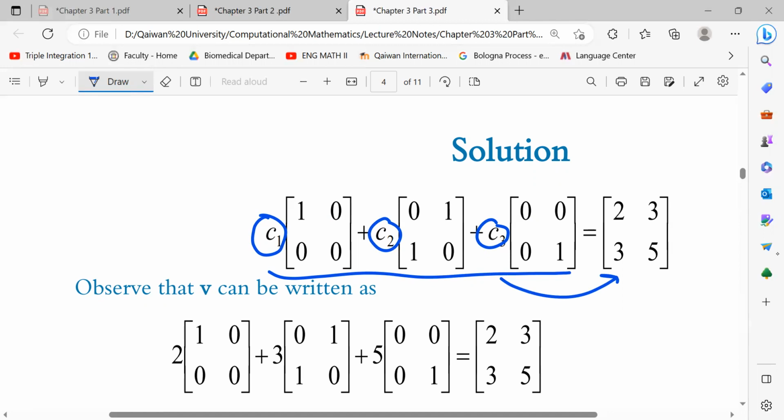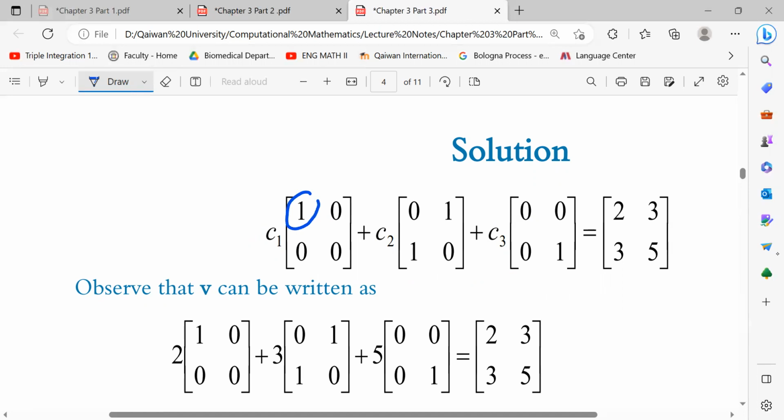You can write down the augmented matrix and use Gauss-Jordan form, but it's also easy here for this matrix to decide. Here, you have only this element in this location. So what should C1 be to get 2? C1 should be 2.